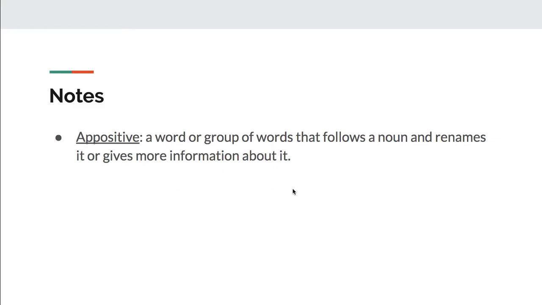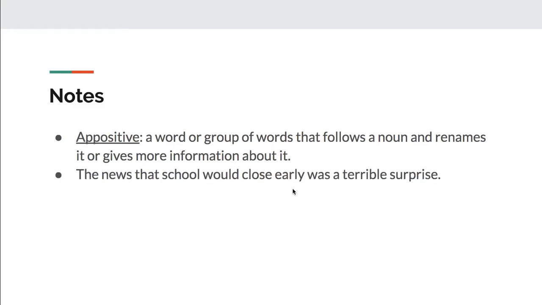So I wrote my own example sentences for you. The news that school would close early was a terrible surprise. So that school would close early is the appositive, right? That's the extra information about the news. And news is a noun. So this is a noun clause used as an appositive. It's extra information about the news.